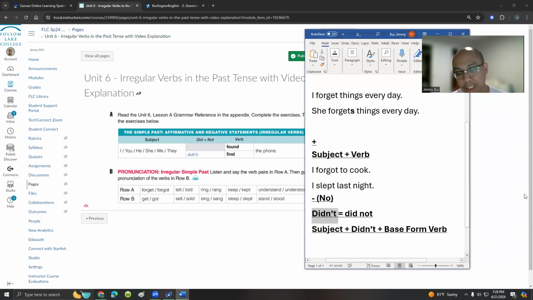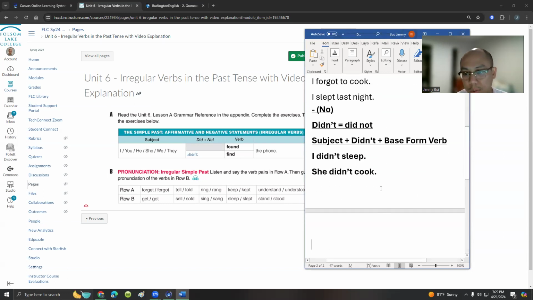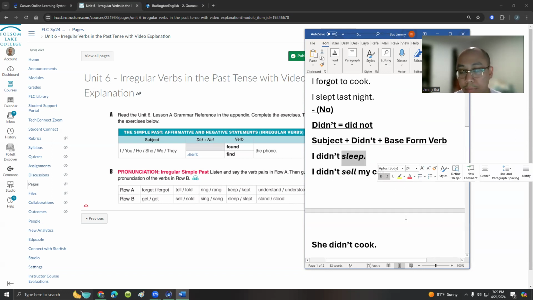Didn't already shows that it is past tense. So in other words, I didn't sleep. She didn't cook, right? Cook is a regular verb, well, I'll show you in a second, but I didn't sleep. I didn't sell my, okay? So sell, sleep are going to be your base form of the verbs.